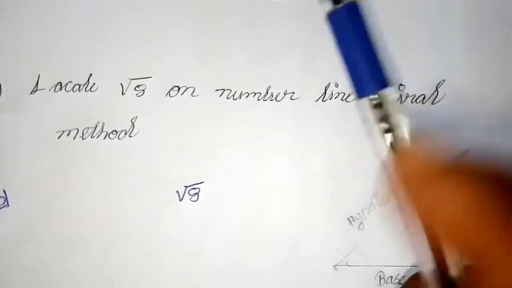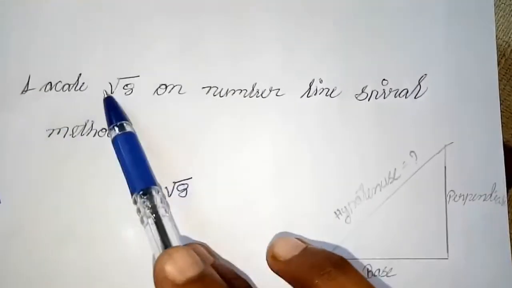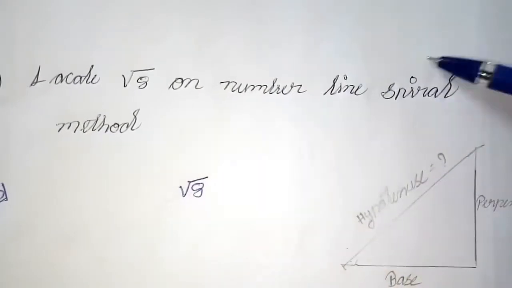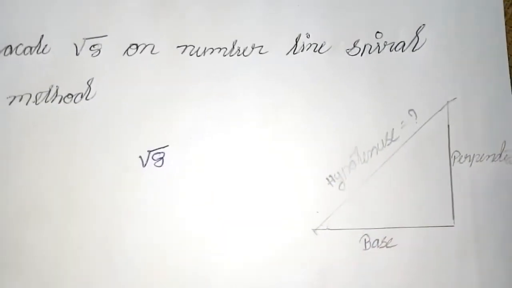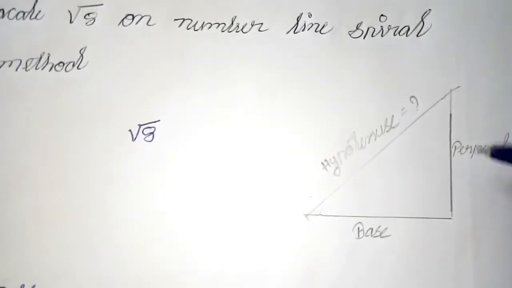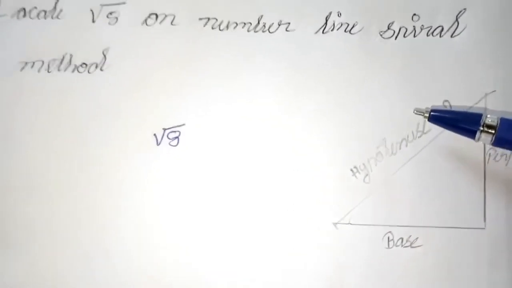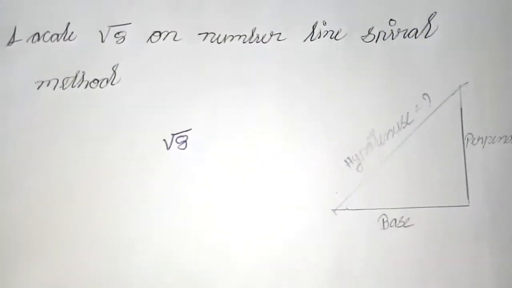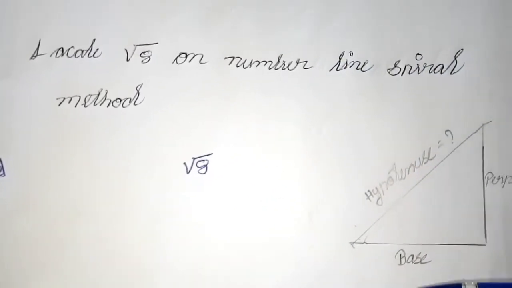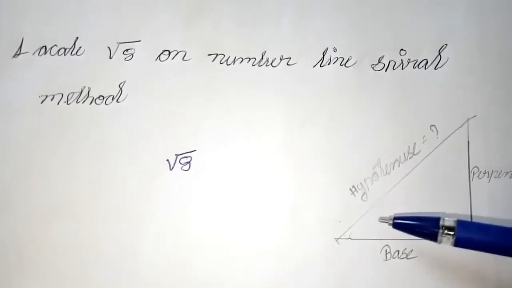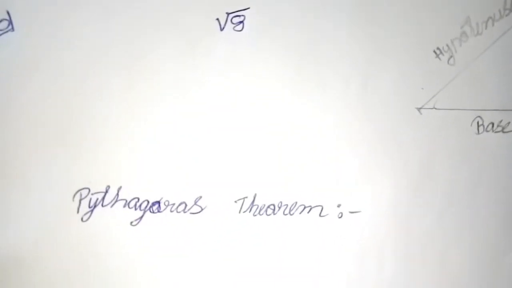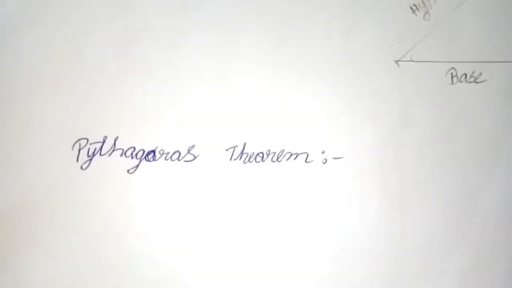Okay friends, today we are going to discuss how to locate root 8 on the number line by the spiral method. Root 8. Look at this picture. This is the base, this is the perpendicular, and this is the hypotenuse. In the spiral method, to locate a number on the number line, we know the base and perpendicular, but we don't know the hypotenuse. That's why we use the Pythagoras theorem.